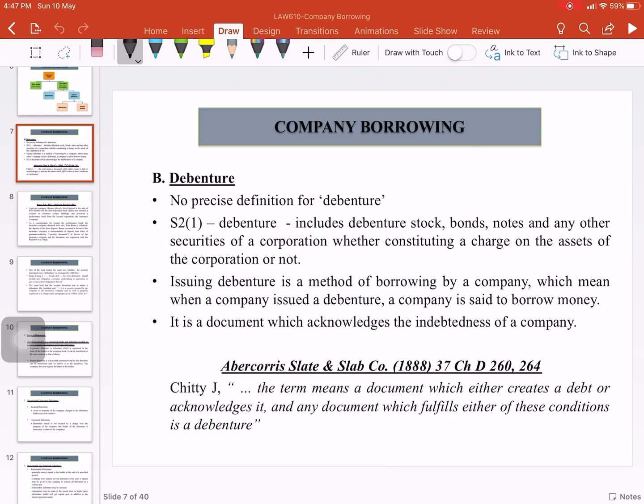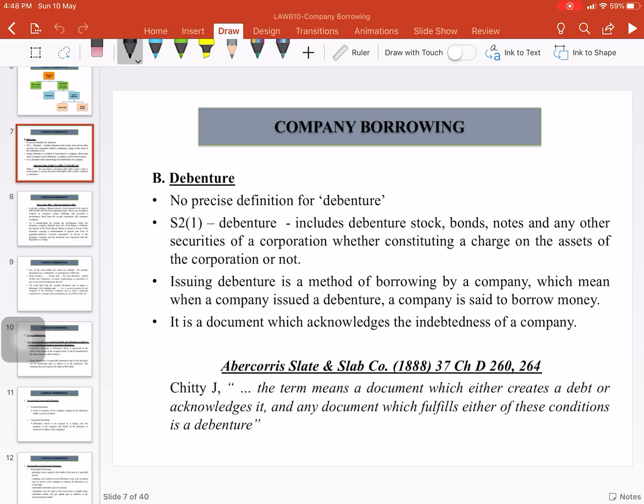Okay. Now, issuing a debenture is a method of borrowing by a company, which means when a company issues a debenture, the company is said to borrow money. So in short, a debenture is a document which acknowledges the indebtedness of a company. Justice Chitty, in the case of Edmonds v Abercrombie Slade and Slab Company, said that the term debenture means a document that either creates a debt or acknowledges it, and any document which fulfills either of these conditions is called a debenture.